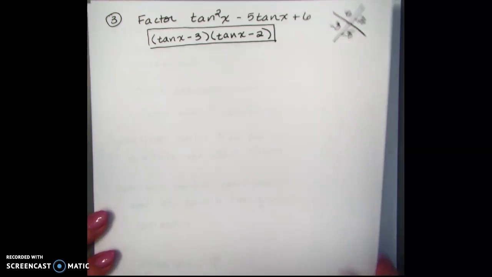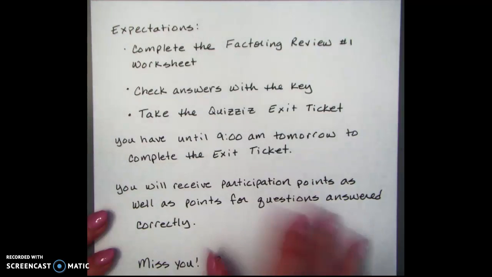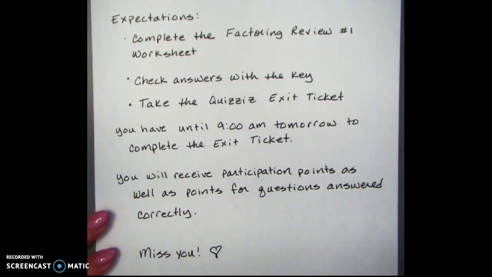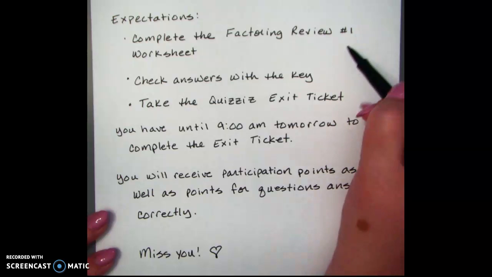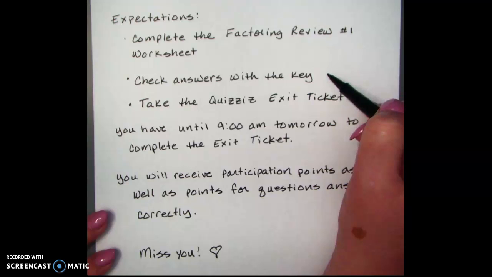Some of you have already done some of this, but I just wanted to let you know what my expectations were for today. The next thing you would do is go into the Google Classroom, if you haven't already done so, and complete the Factoring Review number 1 worksheet. You can either print that out and do it on a worksheet, or do it on a separate piece of paper. Then you're going to check your answers with the key. Once you've done that, you can say that you are completed with the Google Classroom or that you've turned it in, however that works.